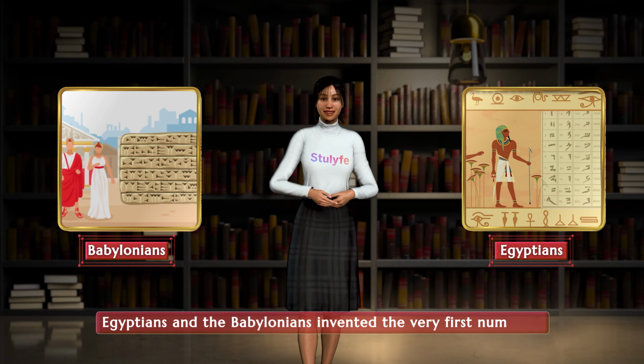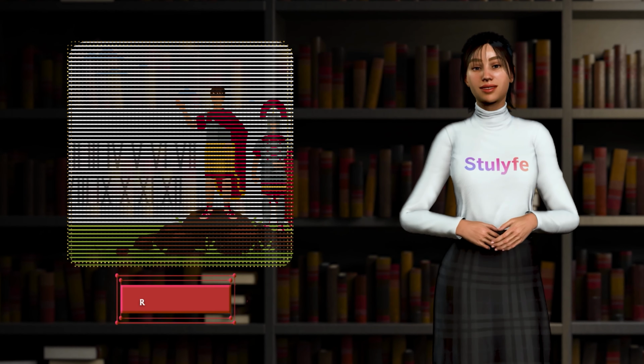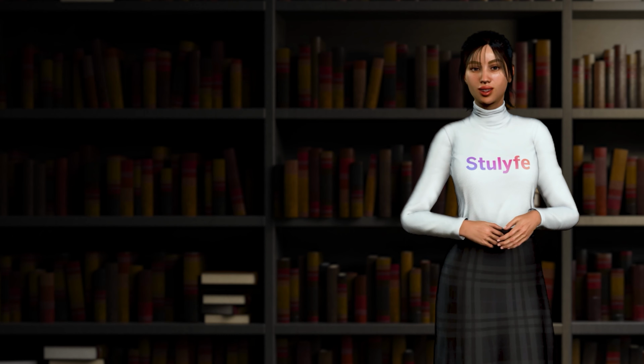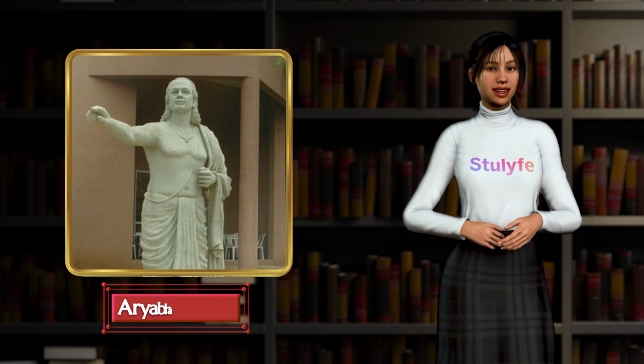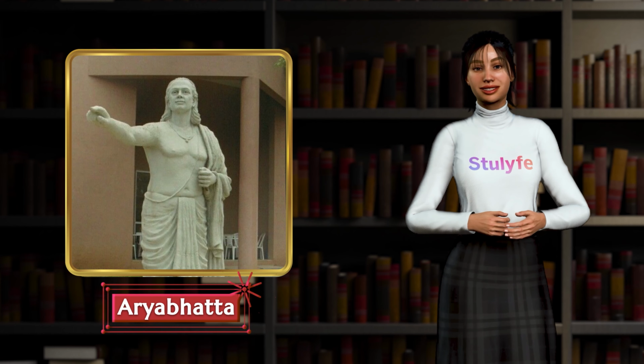Many people in various parts of the world started finding solutions to these problems. Like the Egyptians and the Babylonians invented the very first numbers. Similarly, even the Romans started writing Roman numbers. But it was only when the great Indian mathematician Aryabhatta invented the concept of 0, the whole numbers were completed.